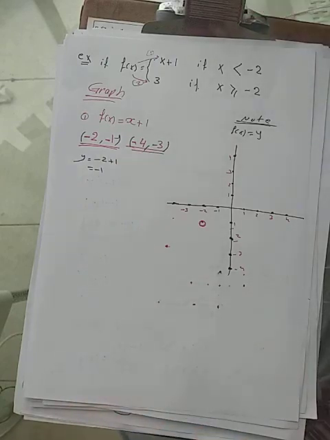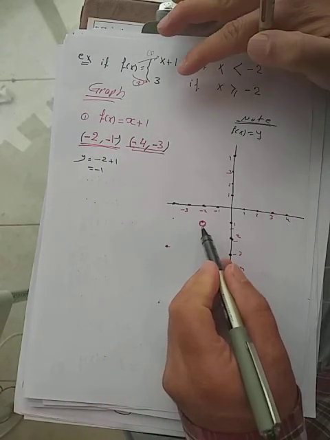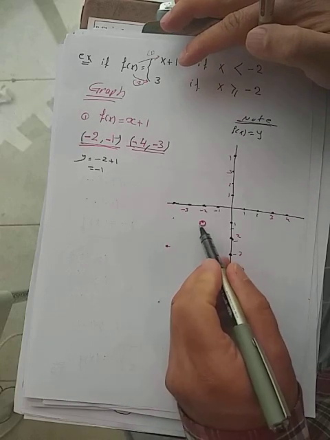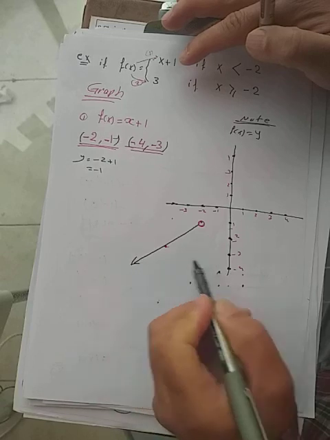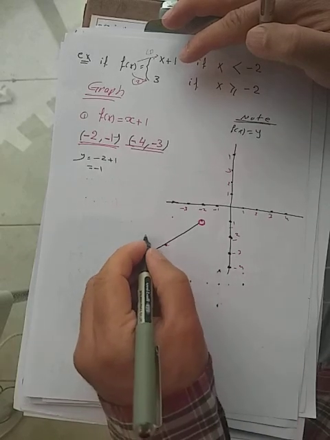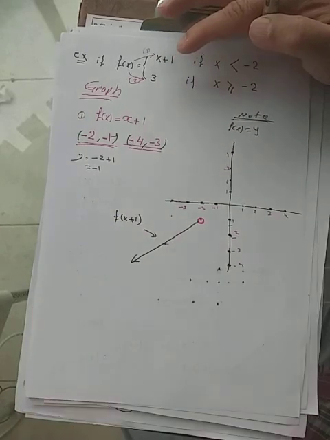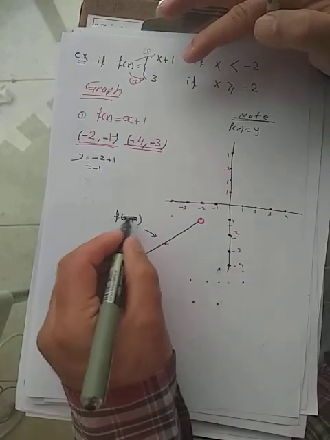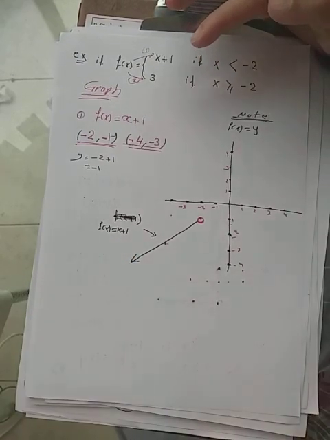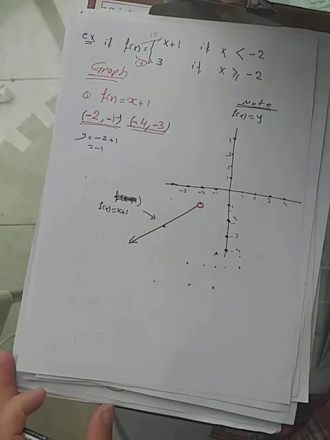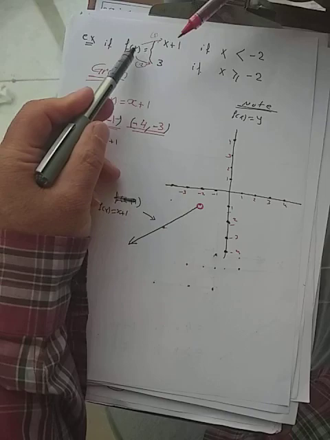After we plot 2 points, then draw the line from big to small. Big to small, please, a straight line. This one is the graph of f of x is equal to x plus 1. We are done with this one. Now we graph the second one.